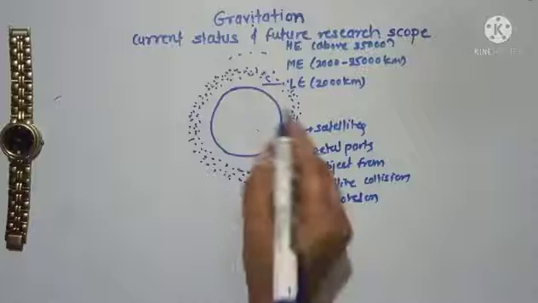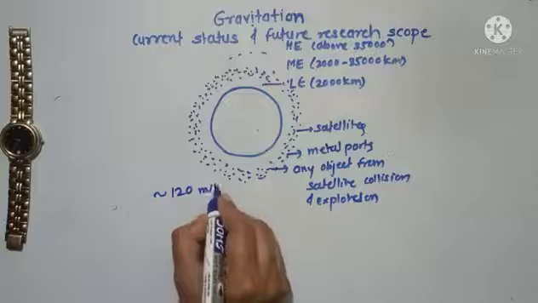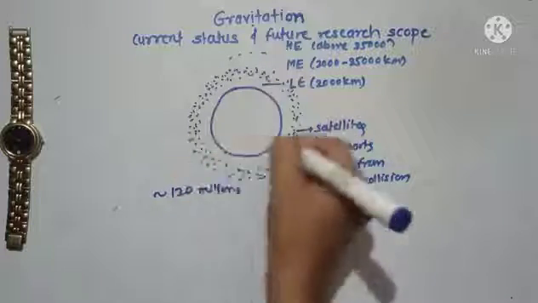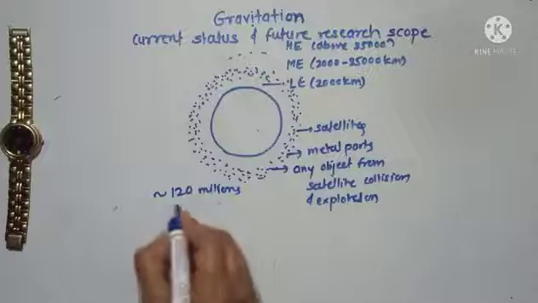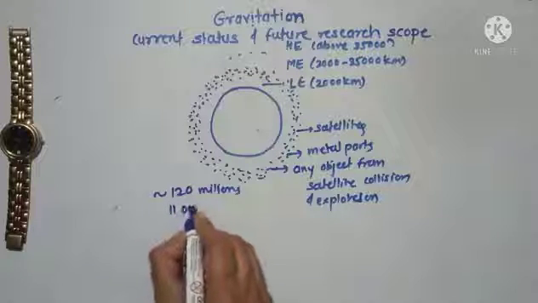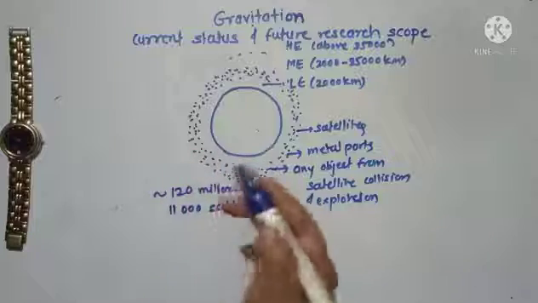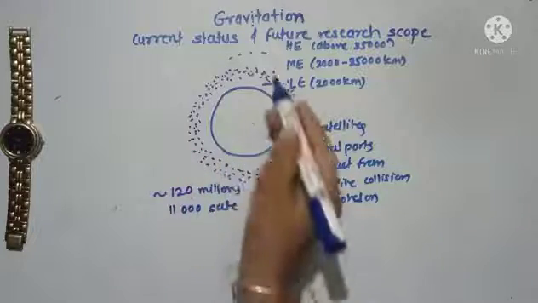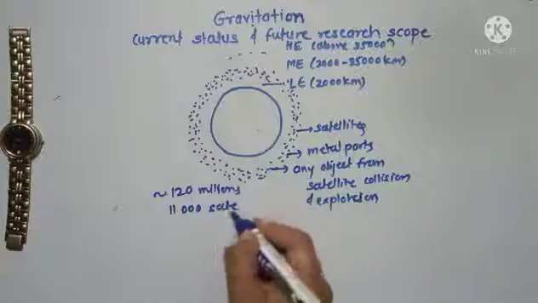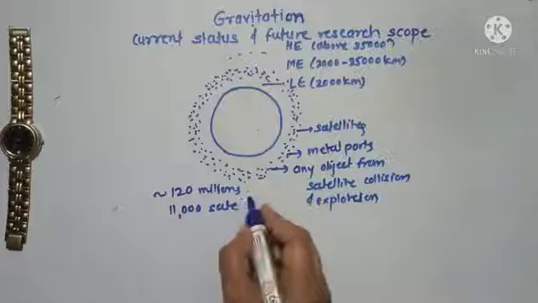So such an enormous number, nearly 120 million objects, are rotating in the lower Earth orbit, which is very dangerous. And up to now we have launched nearly 11,000 satellites, and for the last 60 years we have been continuously sending satellites into orbit.